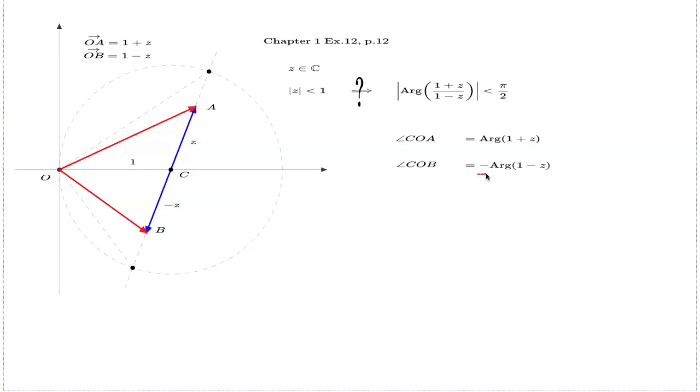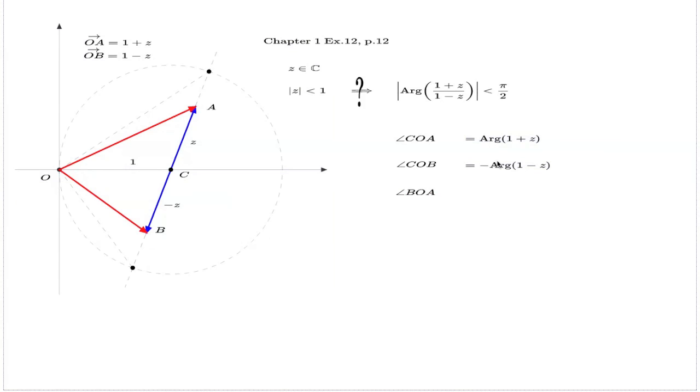Negative here is just because the argument of the complex number is negative when we go in the clockwise direction. And geometrically, angles are always positive. So that's why we need this extra minus to make this hold. Now, if you combine these two angles together, so if you look at the angle BOA, then this will be just a combination of these two arguments.